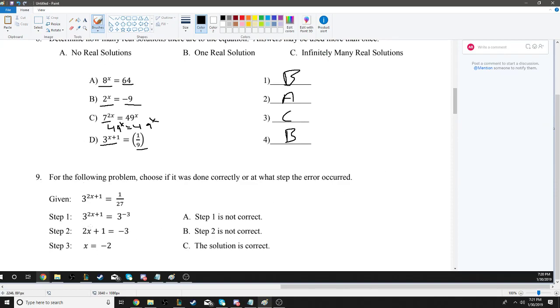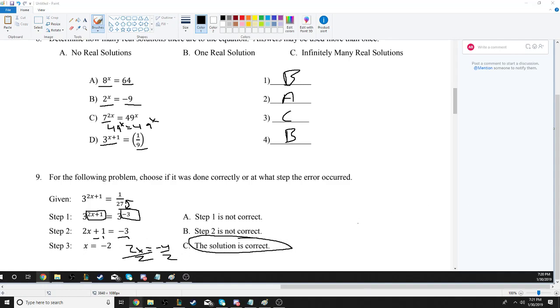For this one, you're going to change this. 3 to the third power is 27, but since it's a fraction, you want a negative exponent. After this, once you have the bases the same, you take the exponents and set them equal to each other, like we did down here. Subtract 1 from both sides to get 2x equals negative 4, and divide both sides by 2 to get x equals negative 2. Therefore, the solution is correct. Next one.